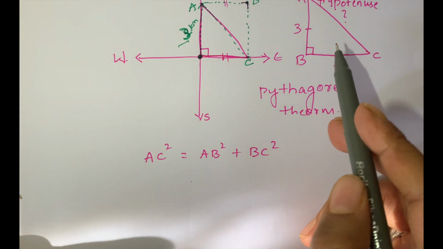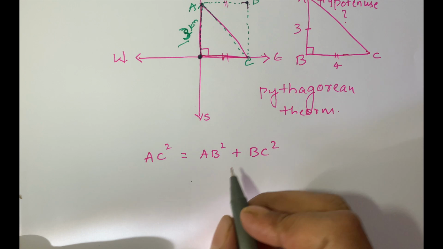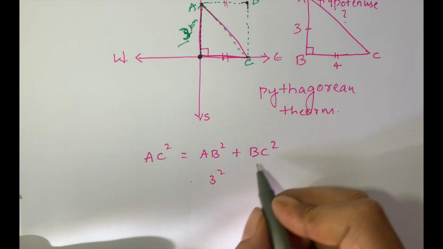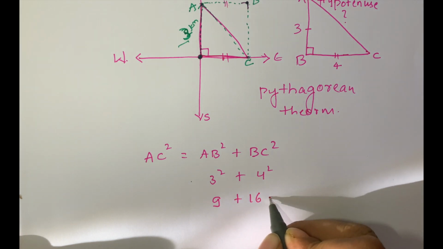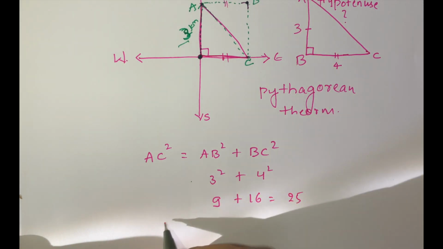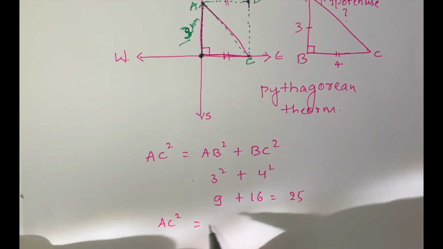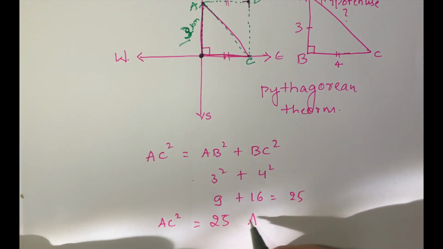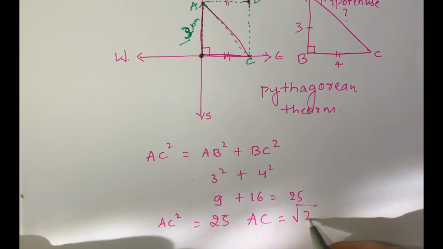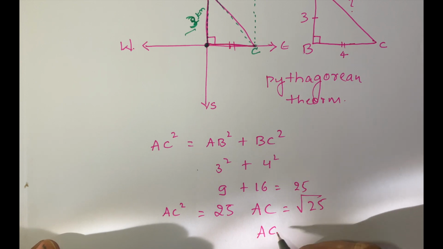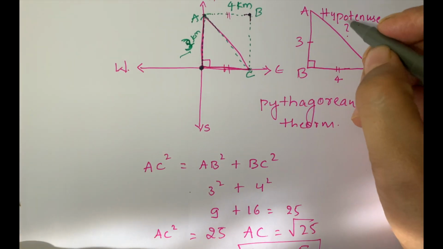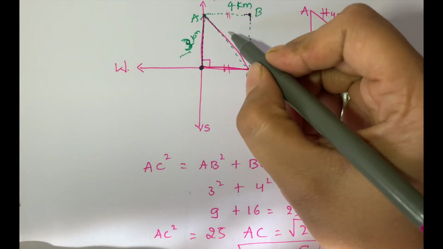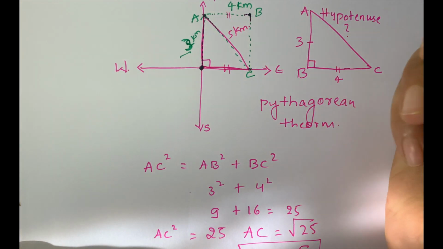So here if you calculate, how much is AB? AB is 3 square. How much is BC? BC is 4 square. So 3 square is 9, 4 square is 16, which will totally make 25. So AC square is equal to 25. AC equals root of 25. Hence AC is equal to 5 is the answer. So the distance between A and C is 5 kilometers.